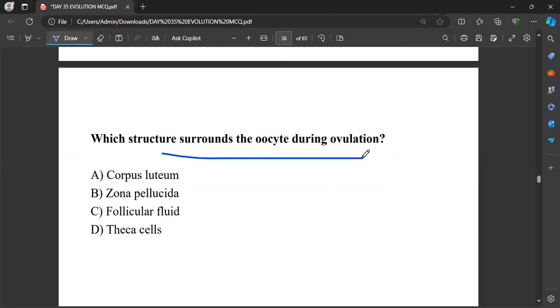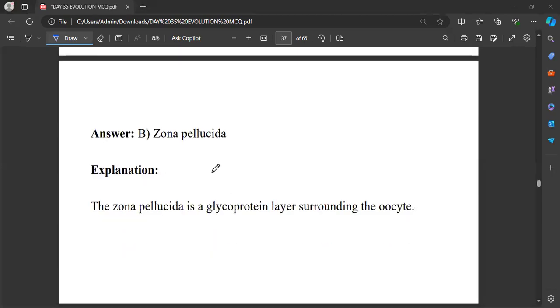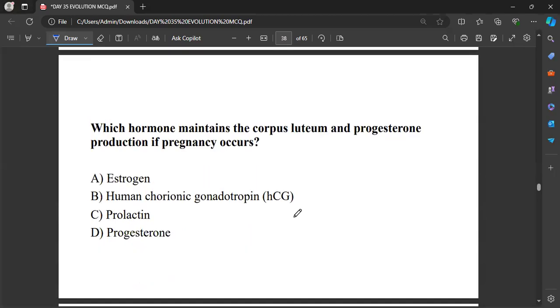Which structure surrounds the oocyte during ovulation? The most important question and famous question. During ovulation, which structure surrounds the oocyte? Very good. That will be zona pellucida, which is made up of a glycoprotein. It is the one that surrounds the oocyte.